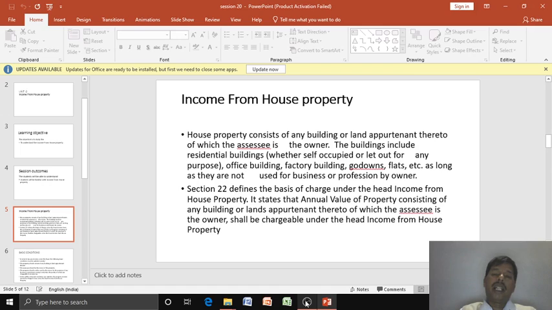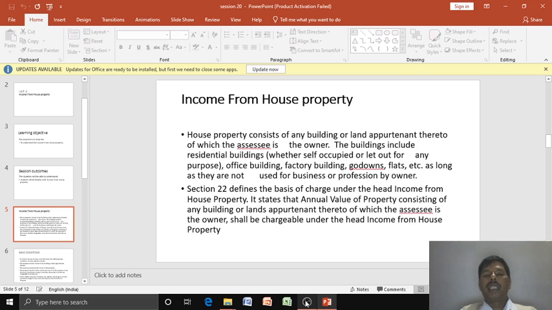As I said earlier, for taxation purposes, we divide the sources of income into five categories. The first is income from salary, second is income from house property, third is income from business and profession, fourth is income from capital gains, and fifth is income from other sources. That is starting from section 15 to section 56.